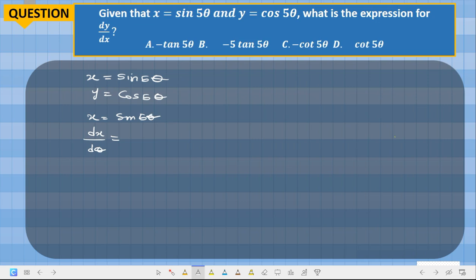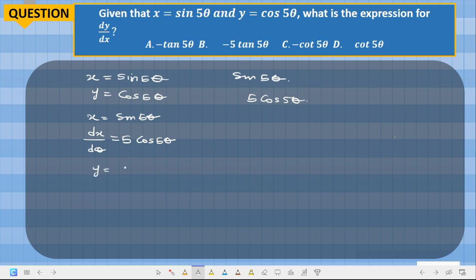Now when you have something like this, what you do first is differentiate 5 theta. Differentiate 5 theta, what will it give to you? It gives you 5. Then you will now write the sine. Now if you differentiate sine theta, what will it give to you? Cos. Then you write the 5 theta. So that is the derivative of sine 5 theta. Let me write it again. Sine 5 theta. What you do first, differentiate 5 theta, it will give you 5. Differentiate sine, it will give you cos. Then you write 5 theta again. So that is ds/d theta.